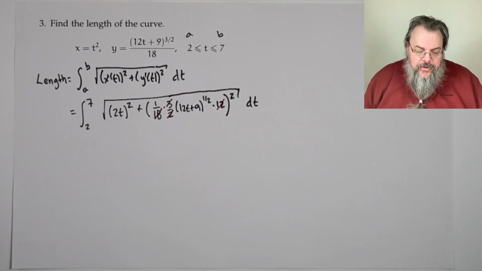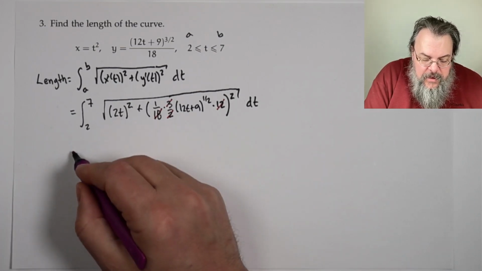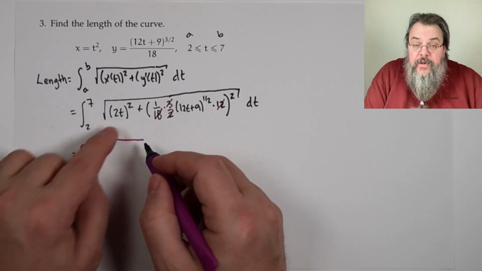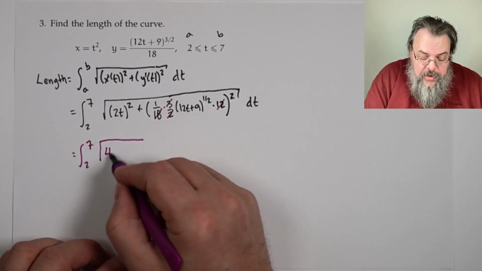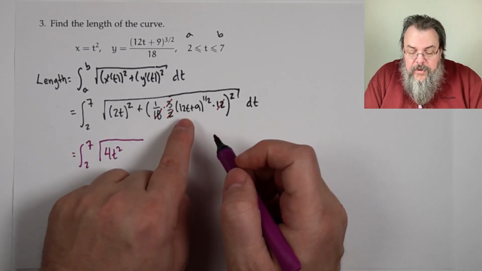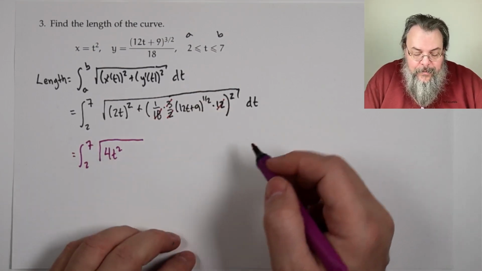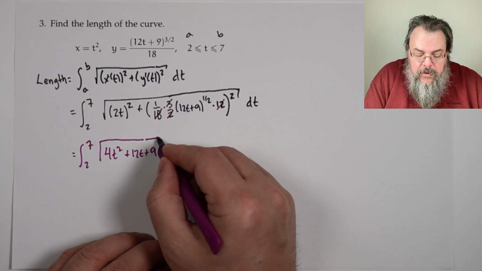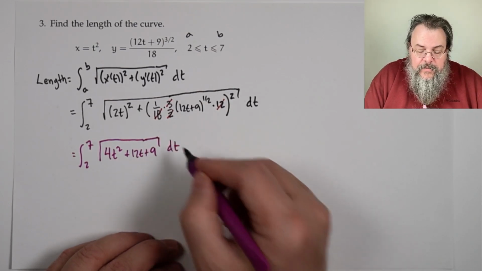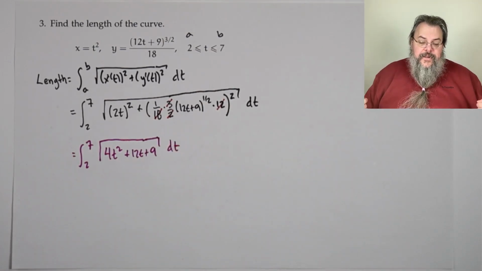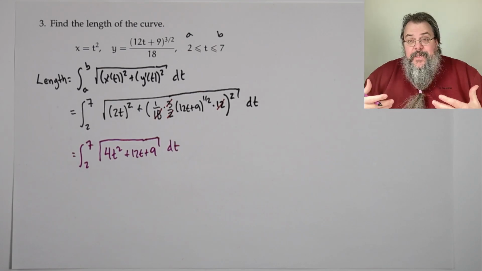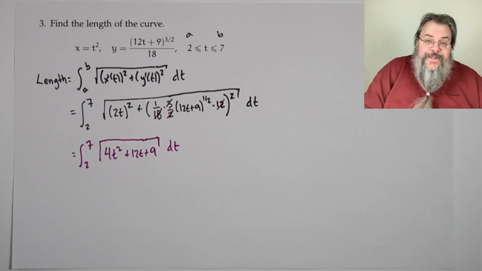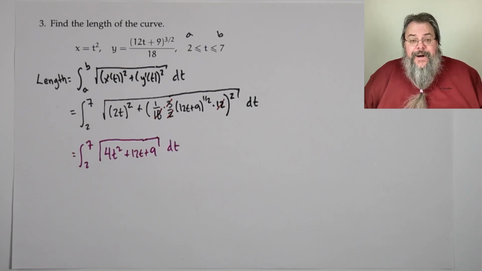Okay, so what do we have now? Well, let's go through. We have the integral from 2 to 7 of the square root of (2t) quantity squared, 4t squared, and then (12t + 9) to the half squared will be 12t + 9. Now, we are on the lookout for something that we can integrate because they asked us to find the length, so they anticipate that we can actually integrate. If it had only said set up an equation to find the length, then we could say, aha, we're done.